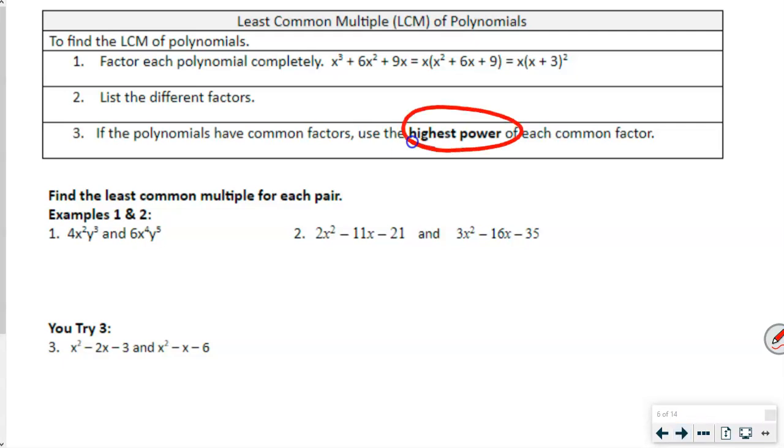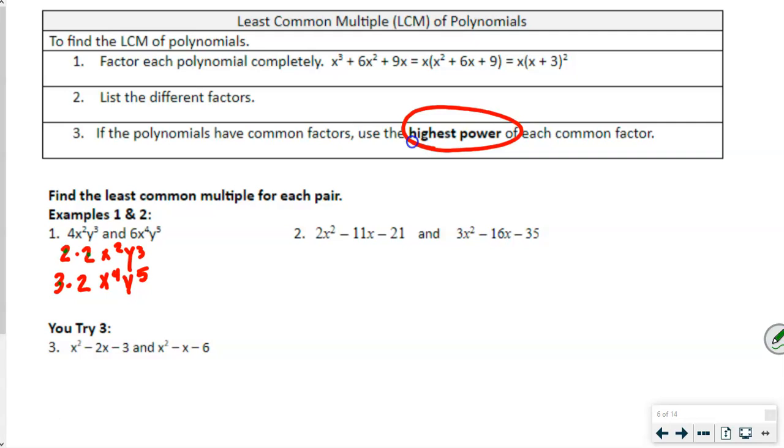Okay, so on this next example, what we're going to look at is 4, which is 2 times 2, and then we've got the x squared and the y to the third, and then we're going to look at the 3 times 2, and we've got x to the fourth and the y to the fifth. Now recall again, we're looking for the highest power, okay? And we're looking for all the different factors. So we've got 2 and 3, and then the 2 is repeated.